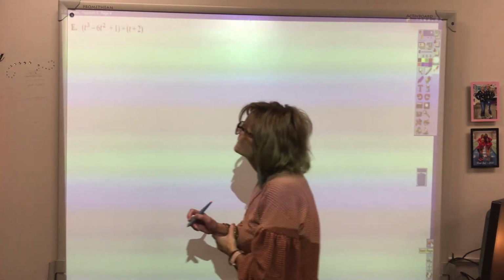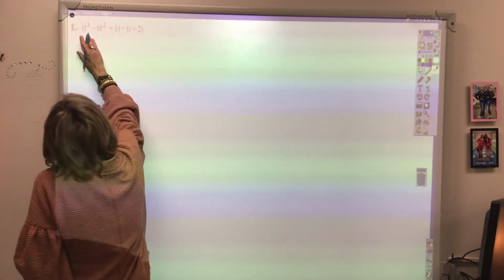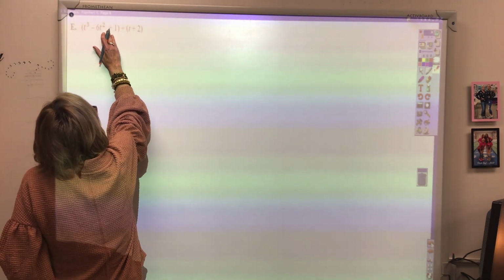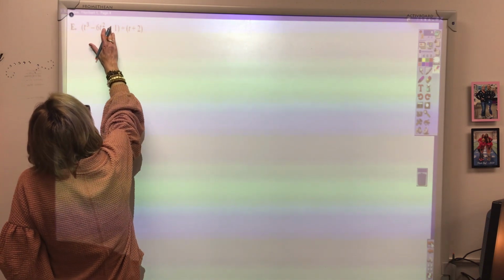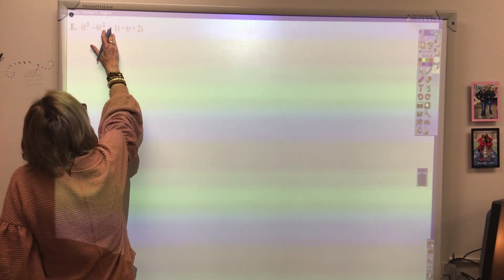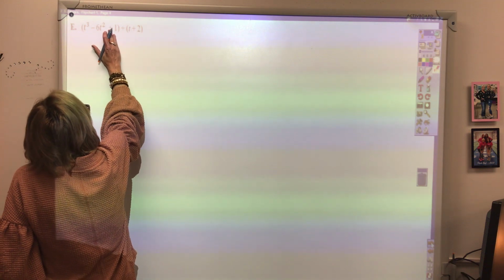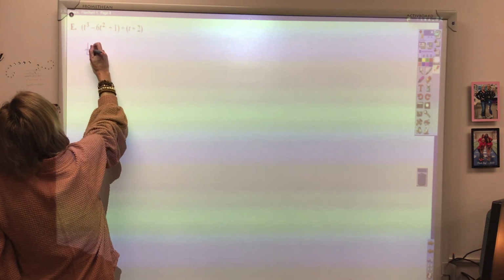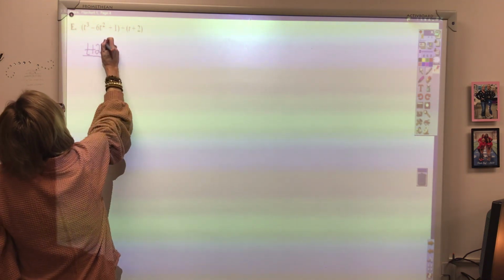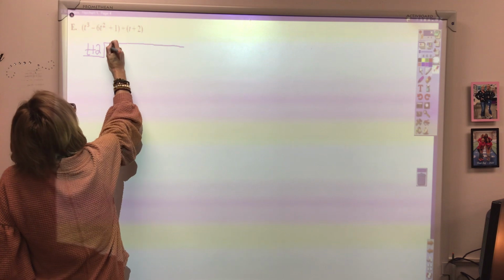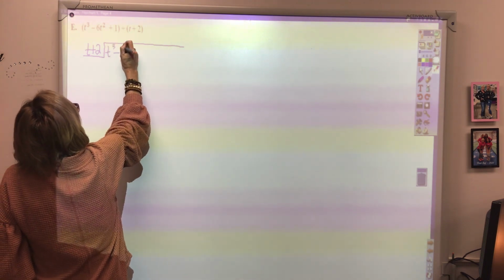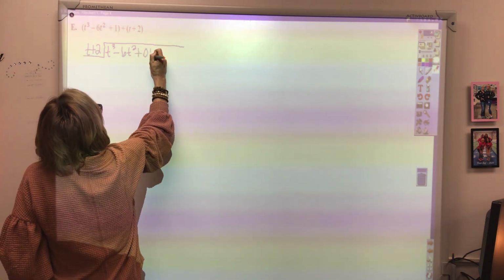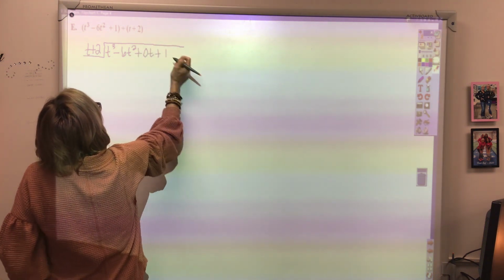Okay, last one for today. Powers go 3, 2, we're missing a 1 here. Here's our 0. So because we're missing that 1, what we're going to put is a 0t in the problem. So we'll have t plus 2 on the outside. And what we're going to divide it into would be t cubed minus 6t squared plus 0t plus 1.